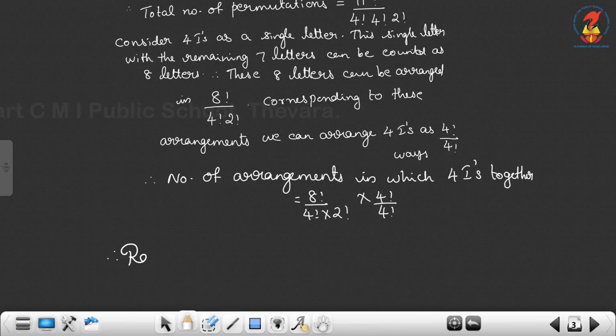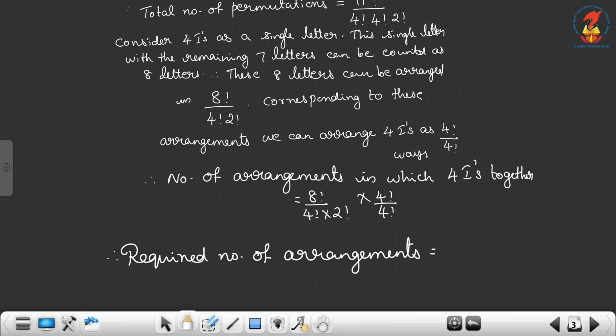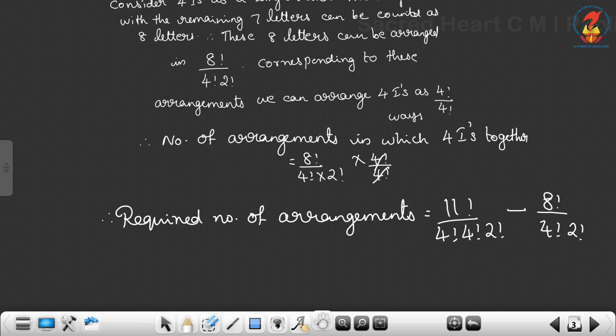Therefore, required number of arrangements. Number of arrangements or permutations is equal to total number, that is 11 factorial by 4 factorial, 4 factorial, 2 factorial minus 8 factorial by this we can cancel. Okay. Now we have to simplify.